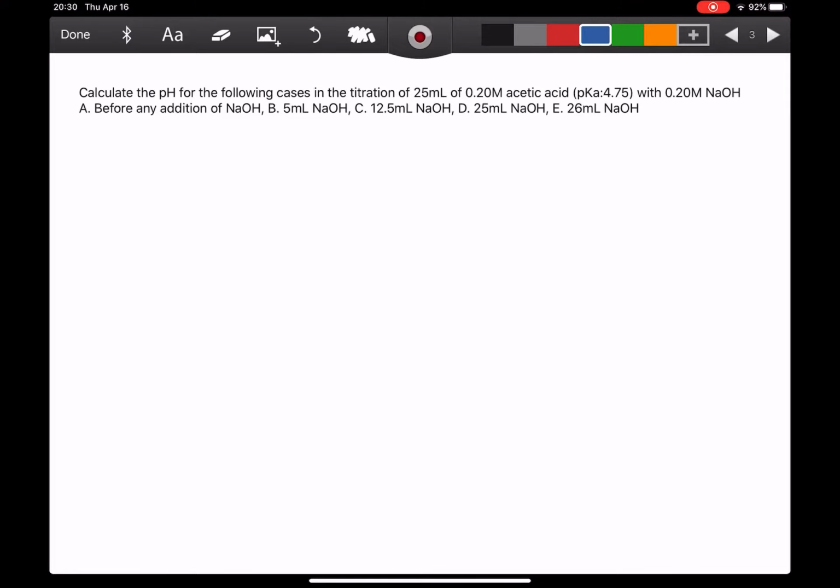26 milliliters. Okay, so the first one is going to be an equilibrium problem. So we recall that the Ka is equal to 10 raised to the opposite of pKa. So to find the Ka of the acetic acid, it's going to be 10 raised to the negative 4.75. And this is going to be 1.77 times 10 to the negative fifth.